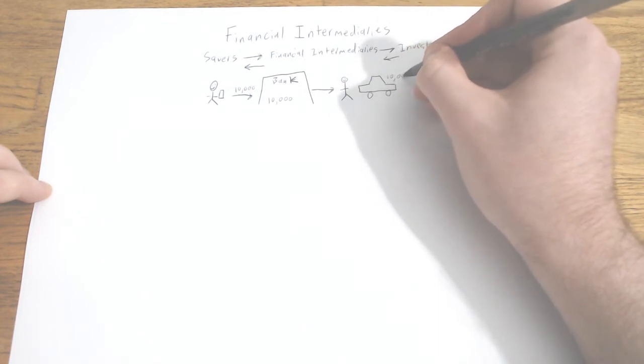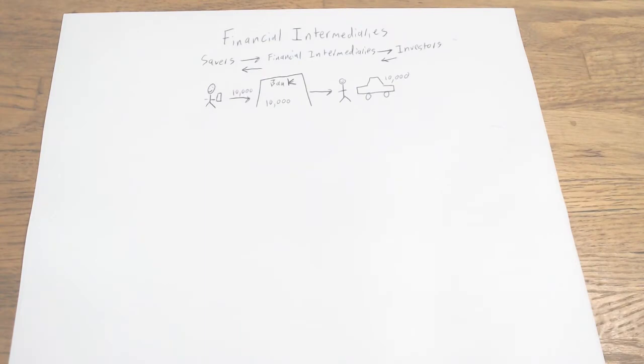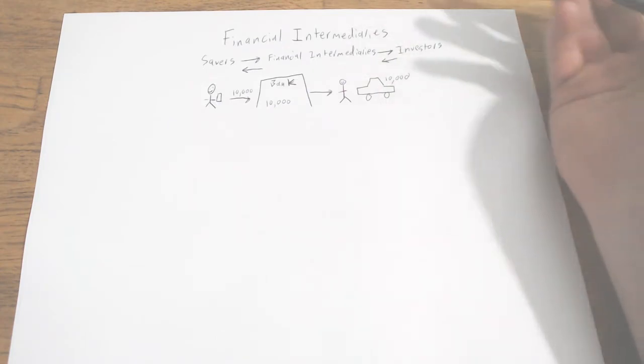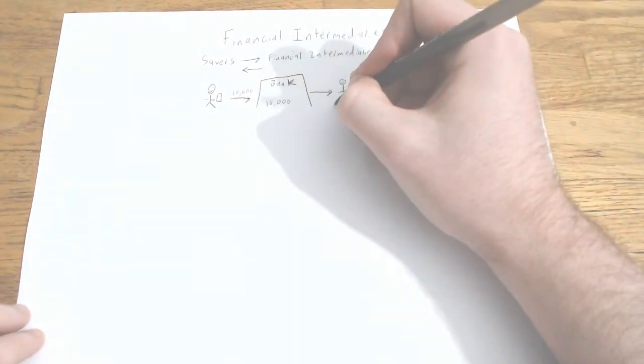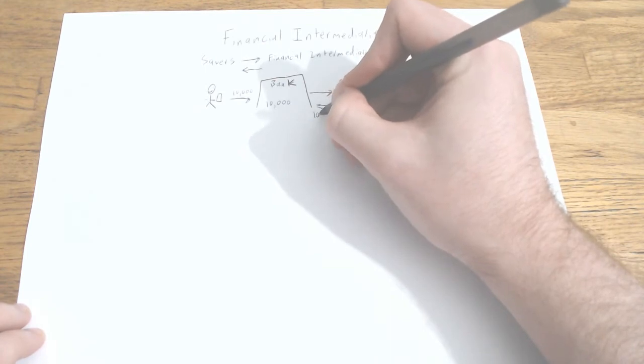So this is $10,000. The bank charges this man 5% interest on his car. So he pays back $10,500.